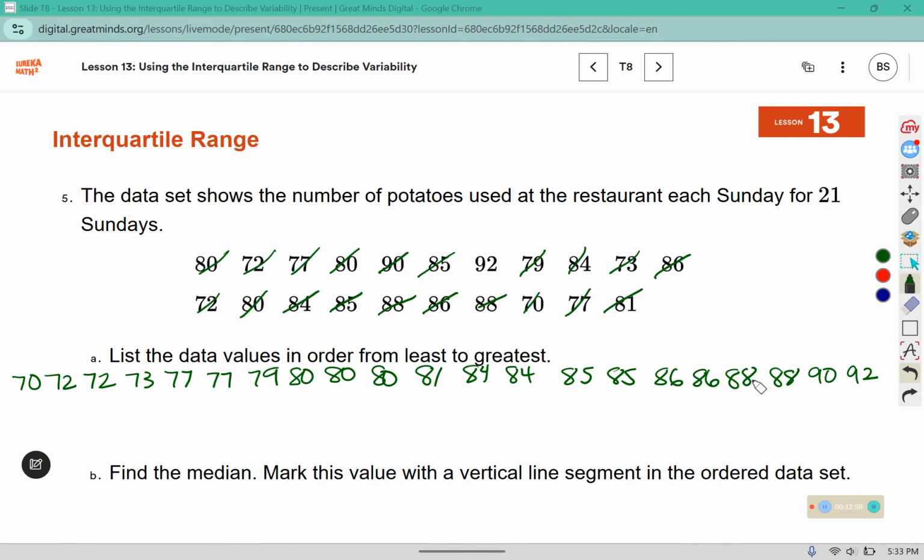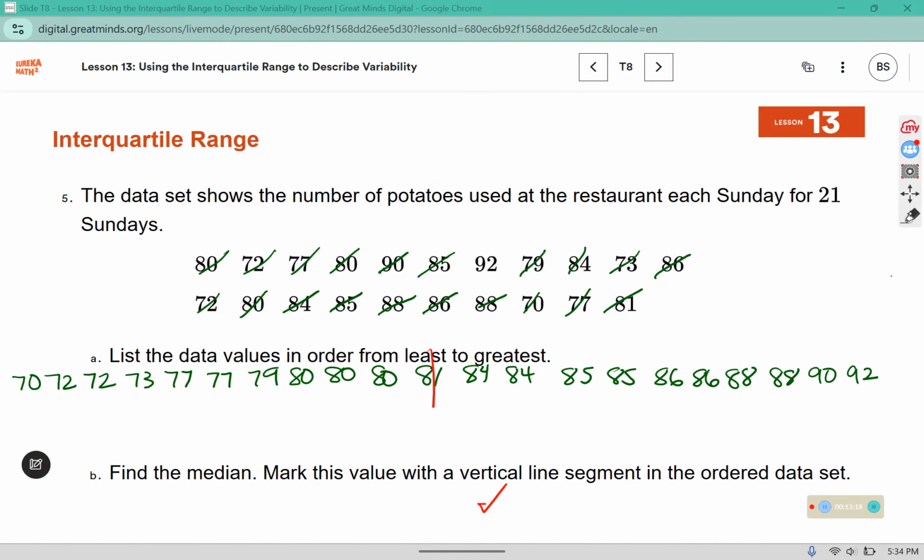So 1, 2, 3, 4, 5, 6, 7, 8, 9, 10. One value in the middle. 1, 2, 3, 4, 5, 6, 7, 8, 9, 10. And there's that value in the middle. So we're marking it with a vertical line in the data set. And we'll check off that we've done that.